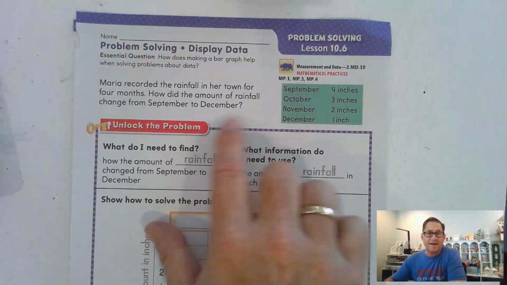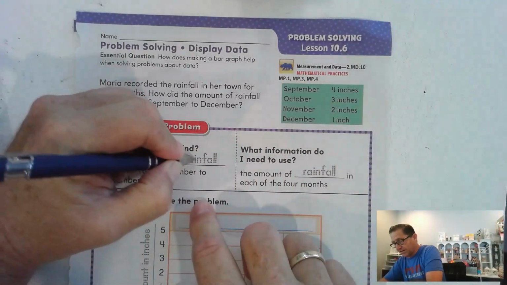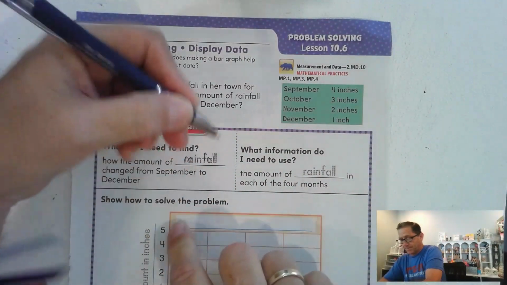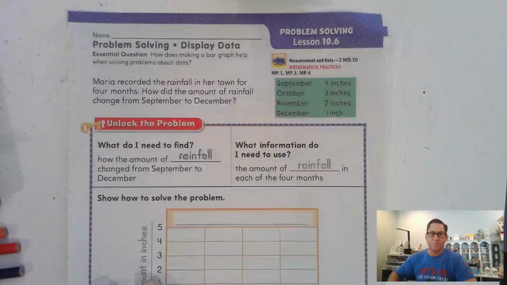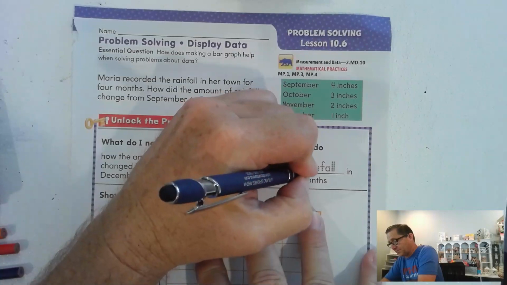So what do I need to find? I need to find the amount of rainfall change, from September to December. What information do I need to use? Well, I need the rainfall totals in each month.